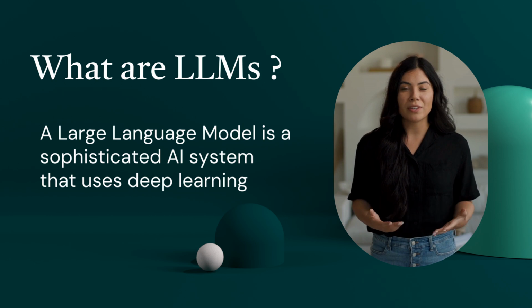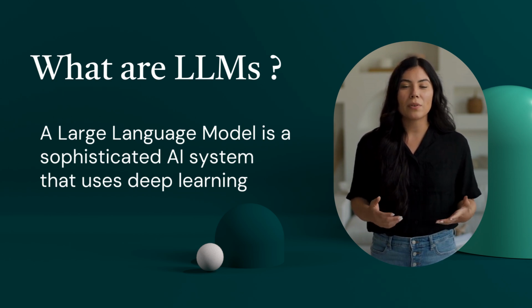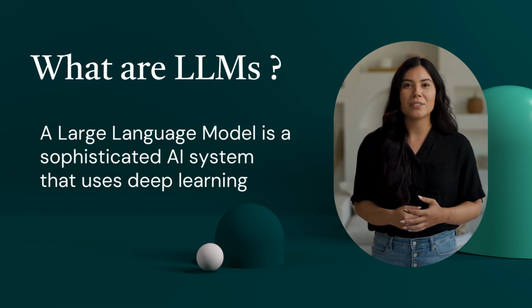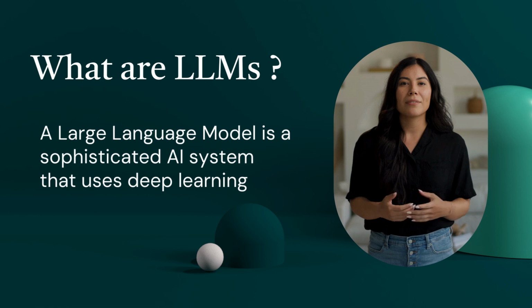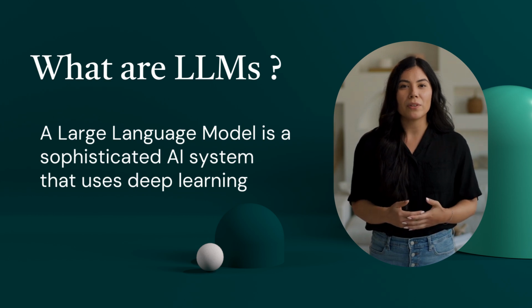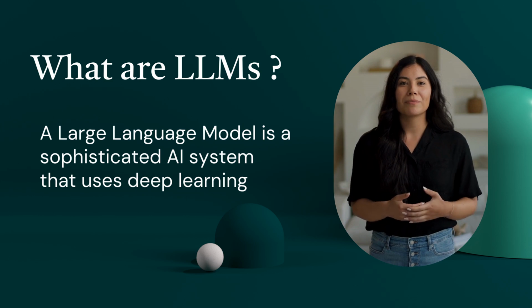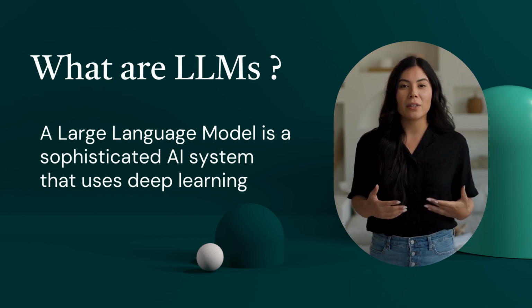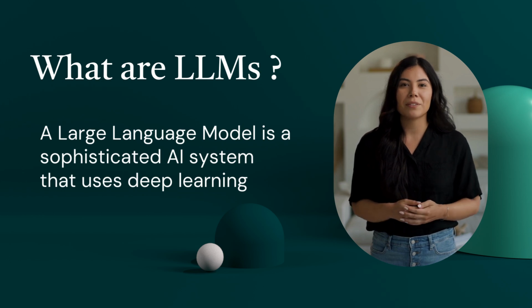It is large because it is trained on massive datasets and consists of billions of parameters, which are the internal variables the model uses to make predictions and generate text. Examples of well-known LLMs include OpenAI's GPT, Generative Pre-trained Transformer series, e.g., GPT-3, GPT-4, Google's Bard, based on the LaMDA model, Meta's Llama, and Anthropic's Claude.